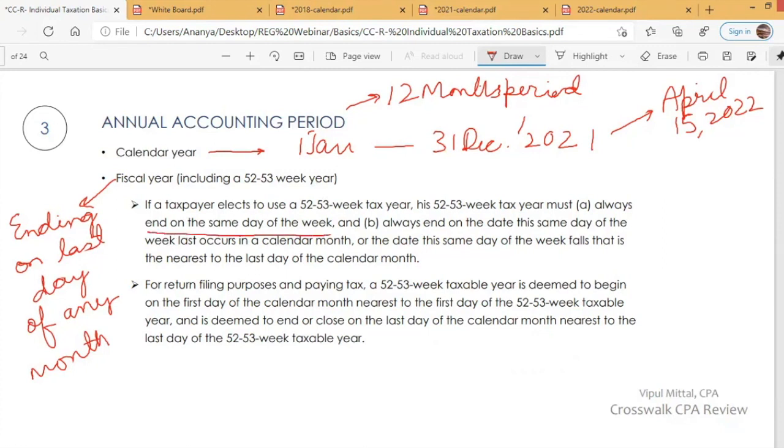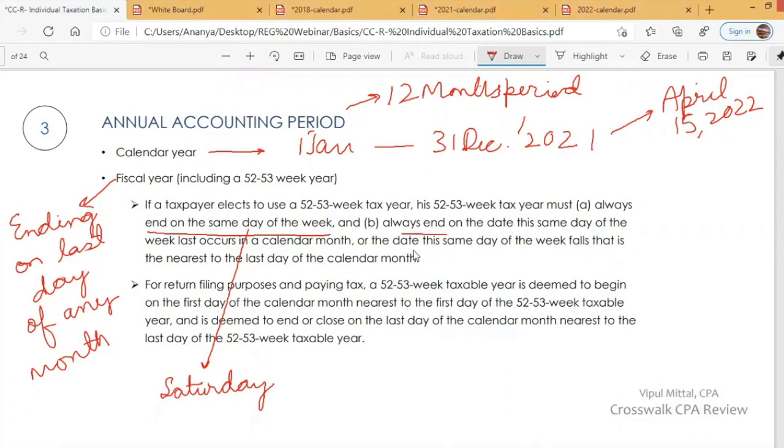You have to select a day of the week. Let's say you select Saturday. So your 52, 53 week tax year ends on Saturday. Great. Let's see. It must end on a particular day of a week. You have selected Saturday. Fine. You can select Tuesday, Wednesday, any day. Up to you. In this example, I have taken Saturday. All right.